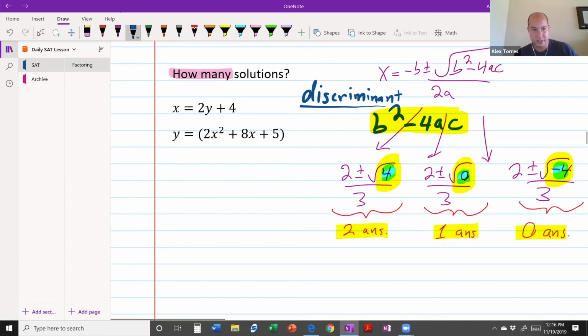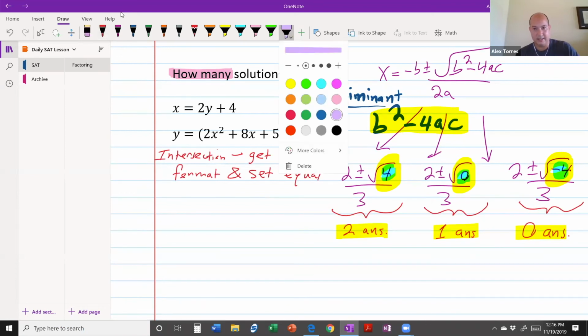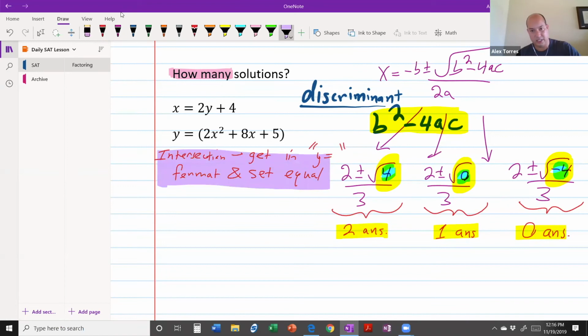So in this situation, we're given a system of equations, we're asked how many solutions. So by the way, that's an intersection. And the way we teach intersection is whenever possible for the SAT, you want to get both equations in a y equals format and set those equal. Just history seems to show that that's the easiest way for most situations. If that's not possible, then yeah, you can substitute or do something else. But 9 times out of 10, you're able to do this.